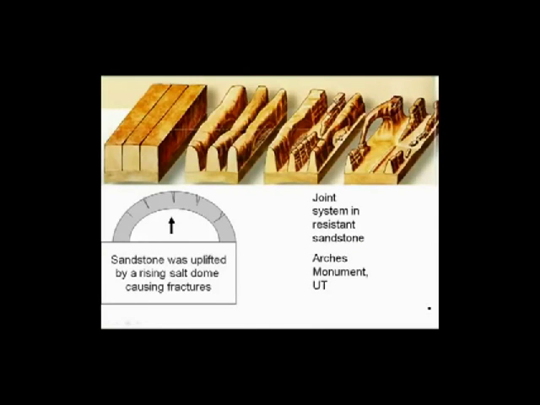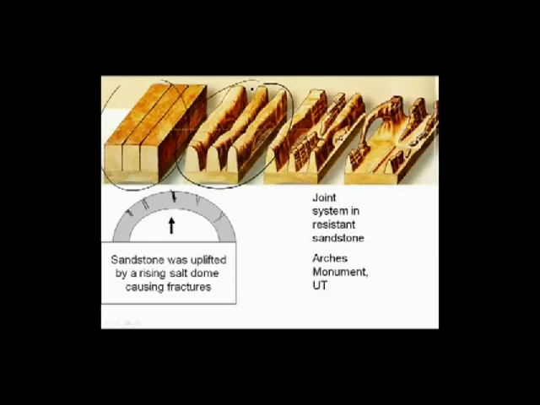Here's an example of joints forming in an unusual way. Underneath Arches National Monument, there was salt rising, a salt dome, and as it rose below a layer of sandstone, it formed cracks, and those cracks were a good place for more weathering to occur. And as a result, those cracks weathered into what's known as fins.